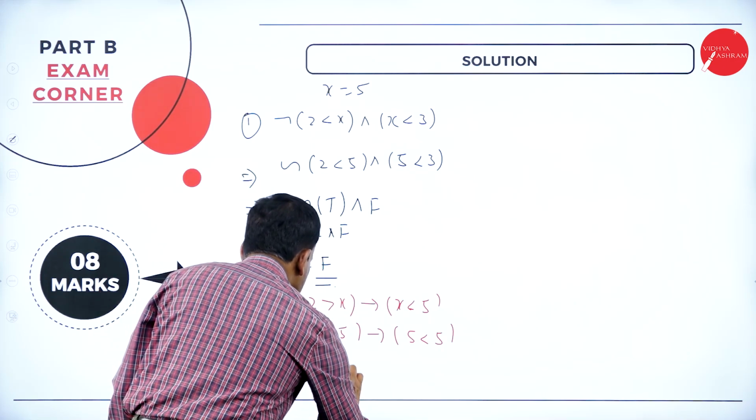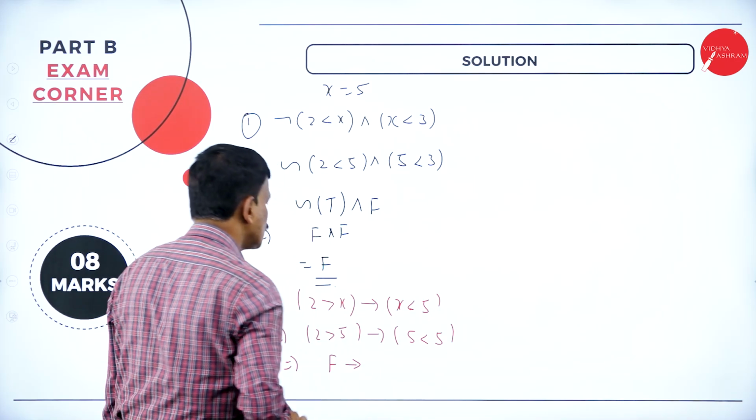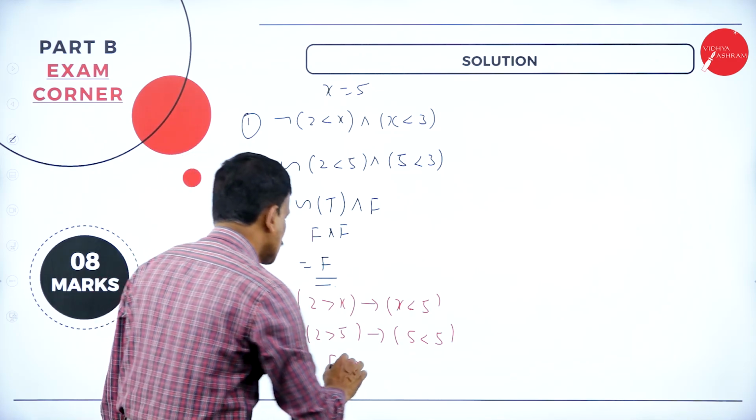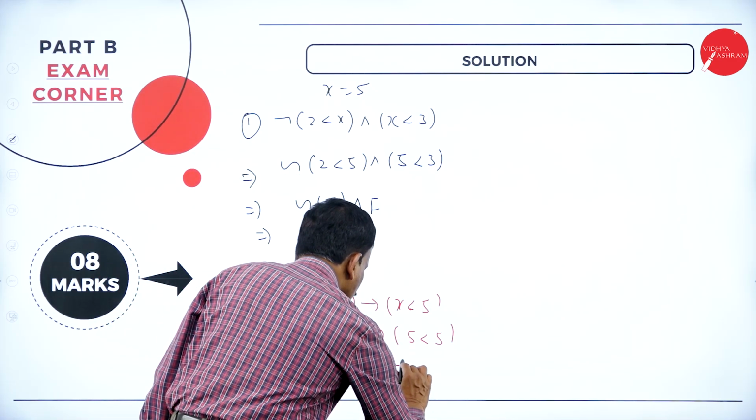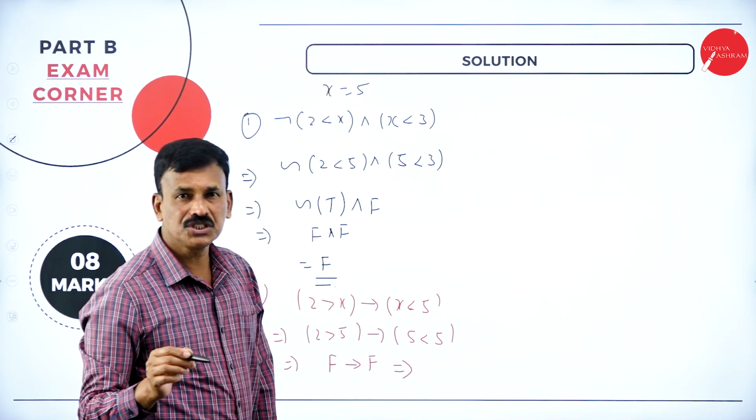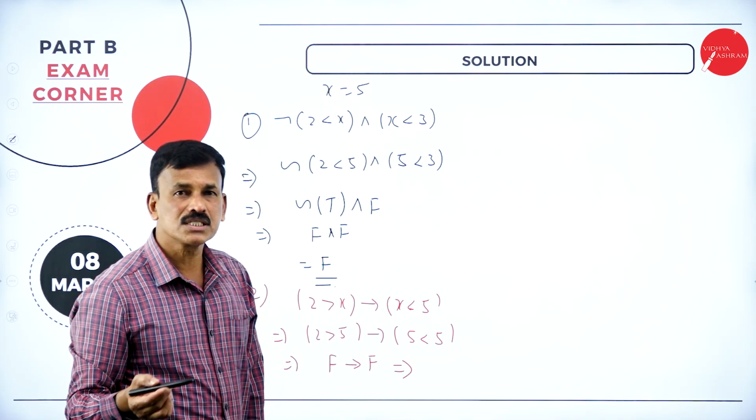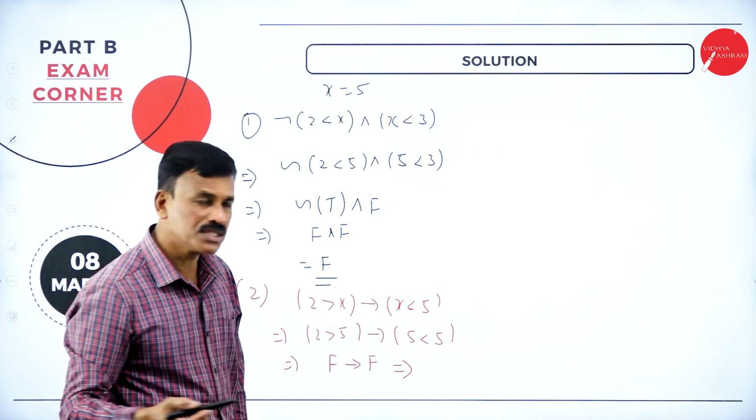So this is false. 5 is less than 5? No, 5 is equal to 5. This is also false. So what do you say from this? In case of conditional, true and false is false. In all cases it is true. F and F is also true.